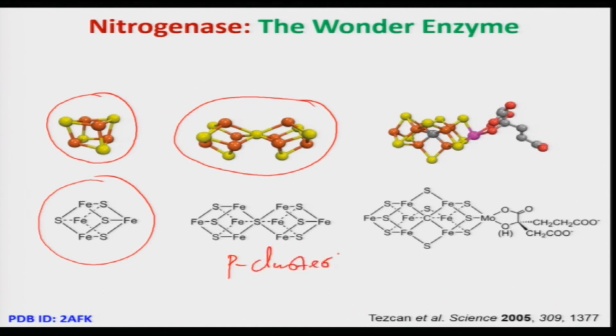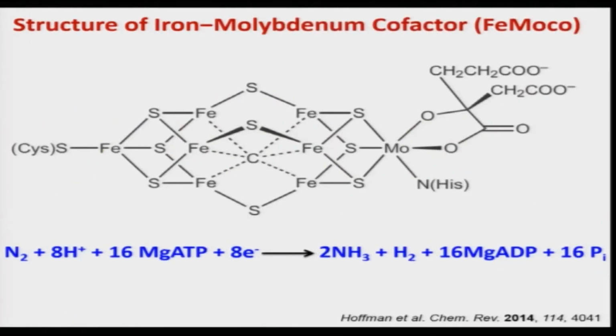and this is the iron molybdenum cofactor. The structure is shown over here, and we now know exactly what this cofactor looks like. So, this is the structure of the iron molybdenum cofactor, and this is the active site where nitrogen is converted to ammonia. Crystallographic studies spanning over 30 years have led to the current knowledge of this iron molybdenum cofactor structure in its resting state.